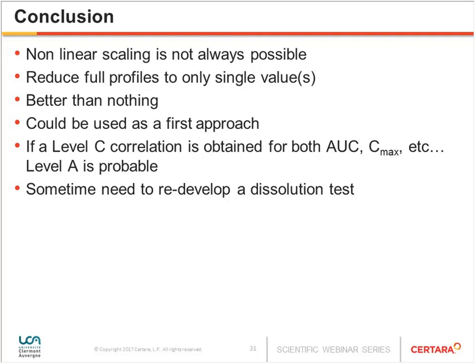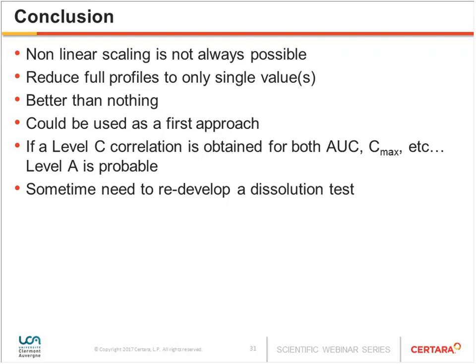The second problem that you have is that you reduce the full profile to one or two single values. That means the full profile of plasma concentration is reduced only to a Cmax and AUC. That is a drawback of all Level C IVIVC. But a Level C IVIVC is better than nothing, and it can be used as a first approach. If you have a Level C correlation on both AUC, Cmax, and maybe Tmax and so on, very often you have a Level A somewhere, and you have to investigate this possibility.